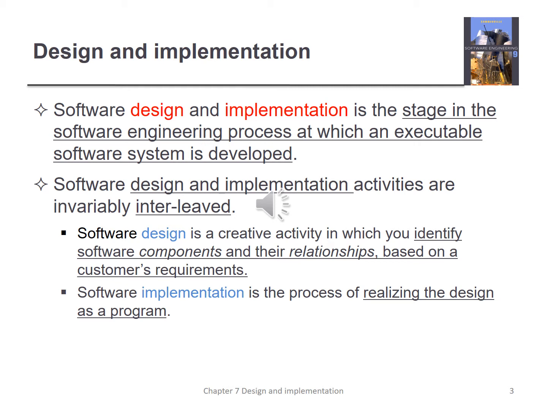Software design and implementation activities are invariably interleaved. As we always say, in software engineering, most of those activities, adjacent phases or adjacent activities, are interleaved, متداخلات من بعض. Why? Because while we design, we have something in mind of how we're going to implement it. When we try to implement it, probably we'll find some defect. Something went wrong. So we have to go to the design, change the design, and then go to the implementation. So it is interleaved, متداخلات. They are kind of iterative, like design, implementation, until we get it right.